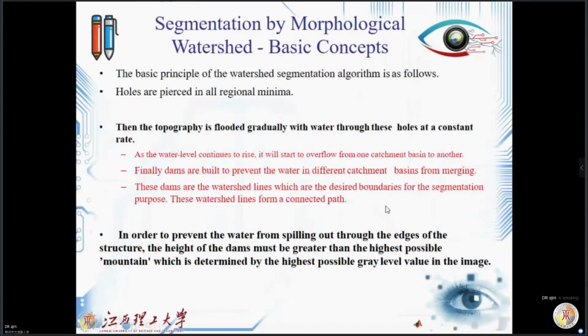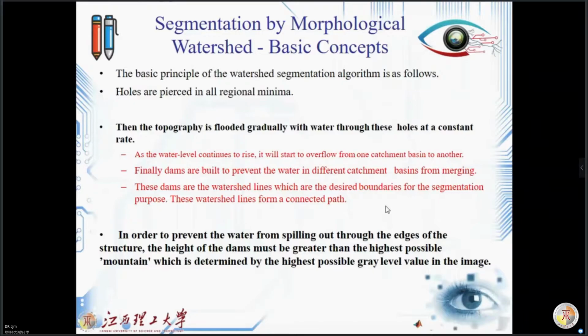The basic principle of watershed segmentation is as follows. Holes are pierced in all the regional minima. Then the topography is flooded gradually with water through these holes at a constant rate. As the water level continues to rise, it will start to overflow from one catchment basin to another. Finally, dams are built to prevent the water in different catchment basins from merging. These dams are watershed lines, which are the desired boundaries for the segmentation process. These watershed lines form connected paths.